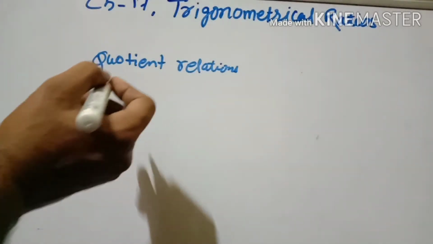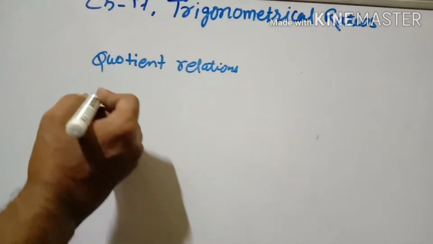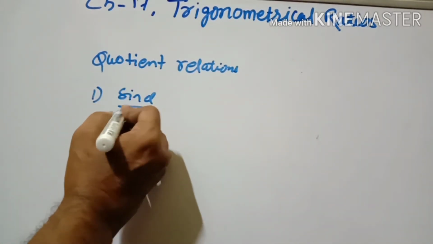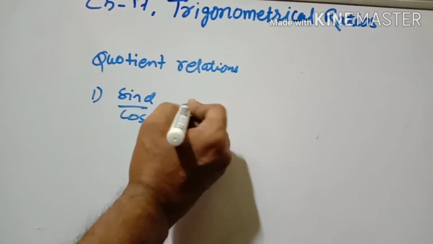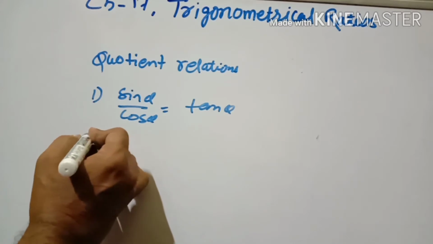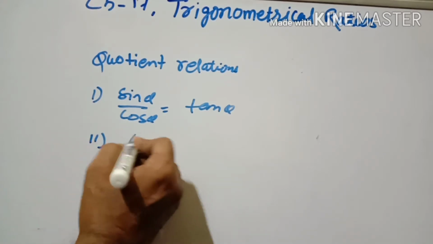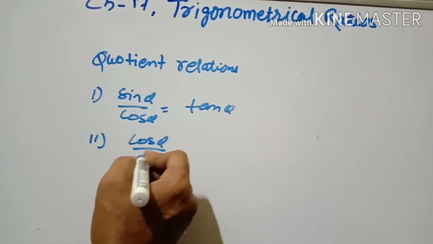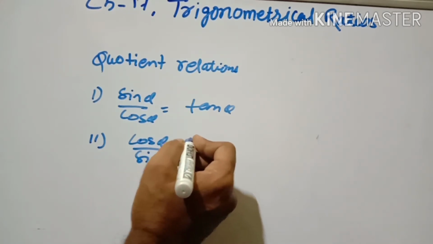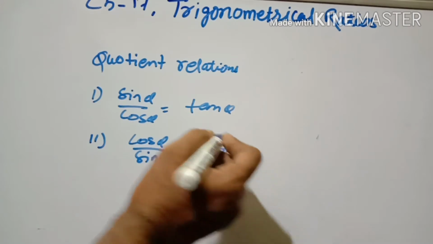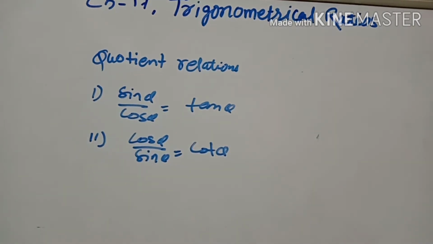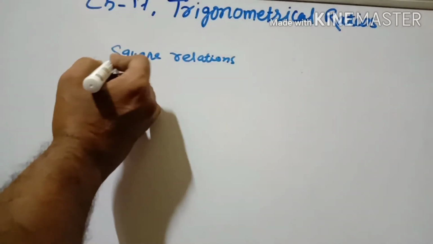Now quotient relations. As we know, sin theta by cos theta equal to tan theta. This is known as quotient relation. Number 2, cos theta by sin theta equal to cot theta. These we can also use as formulas. Write down. Now square relations.